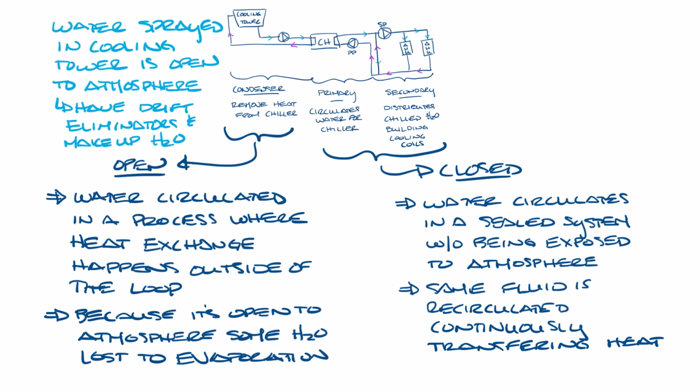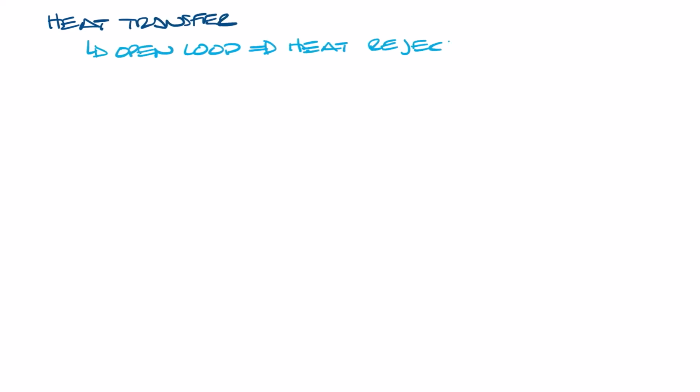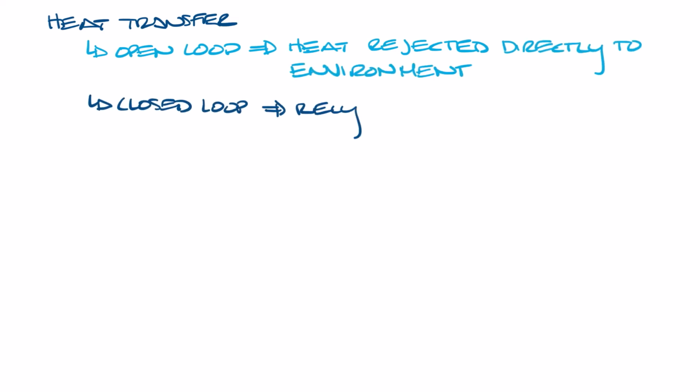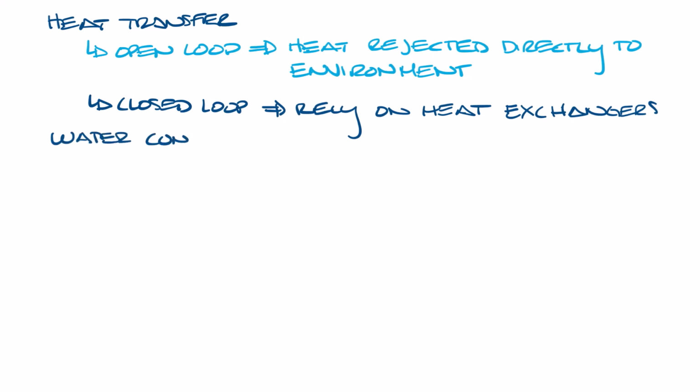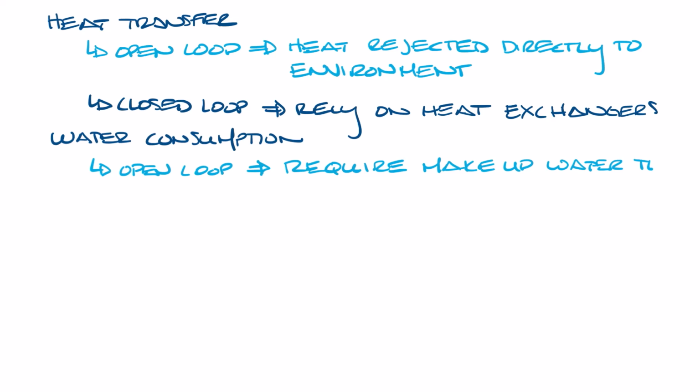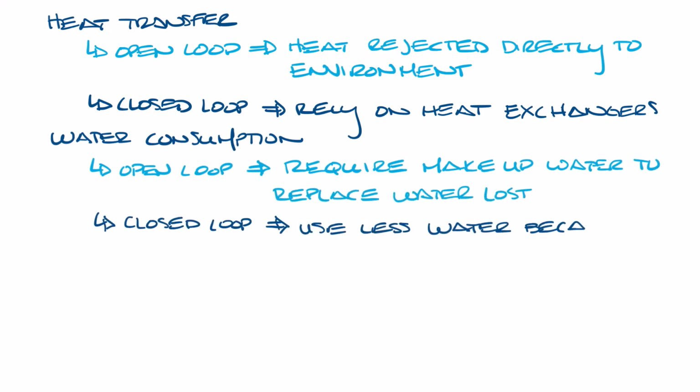Let's move this over and look at a few differences to be aware of between open and closed loops. First, let's talk about heat transfer. In an open loop system, heat is rejected to the environment, whereas in a closed loop system, it relies on heat exchangers like the evaporator in the chiller and the cooling coils in the air handler. Water consumption is another difference. Open loop systems require makeup water to replace evaporated or lost water, while closed loop systems use less water since they recirculate the same fluid.